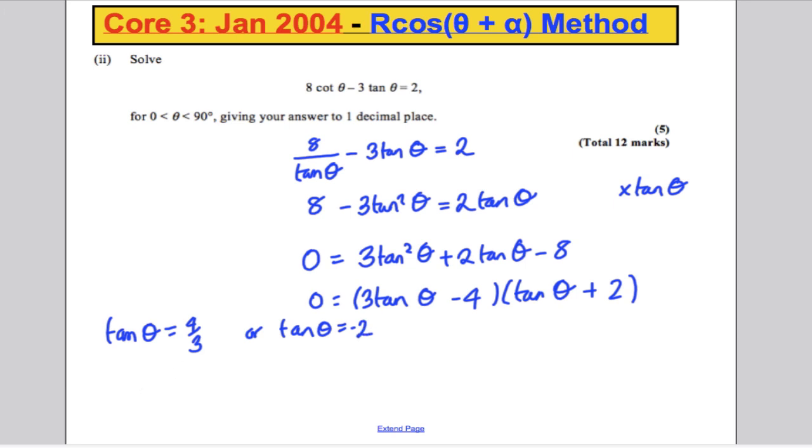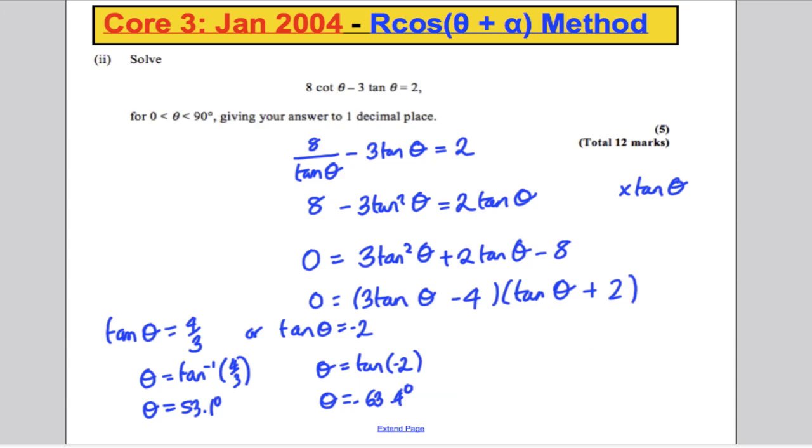To get theta, take the inverse tan of 4/3, and for this one, take the inverse tan of -2. Type that on your calculator, keeping your calculator in degrees mode. So inverse tan of 4/3, you're going to get 53.1, so theta is 53.1 degrees. And if you take the inverse tan of -2, you get yourself -63.4 degrees.